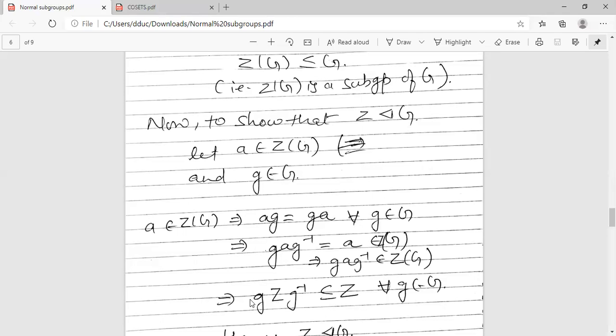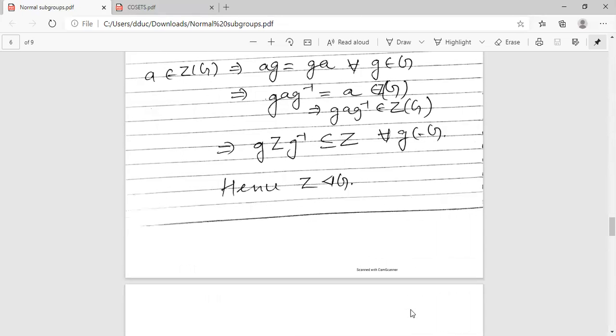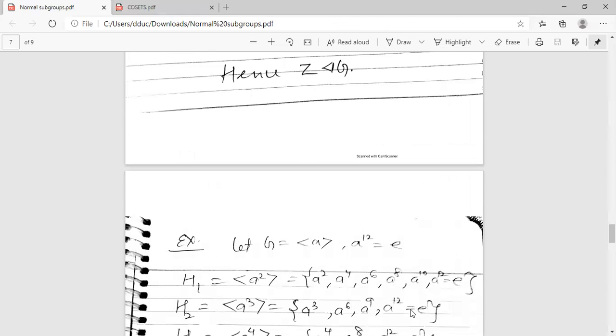So this implies that g Z g inverse is a subset of Z, because this a was in Z(G). So g Z g inverse is contained in Z for all g belongs to G, and hence Z is a normal subgroup of G. So this is how you can prove that the center of a group is a normal subgroup.